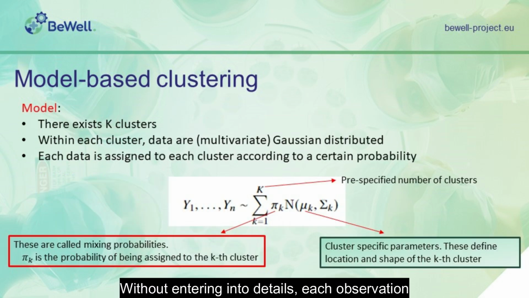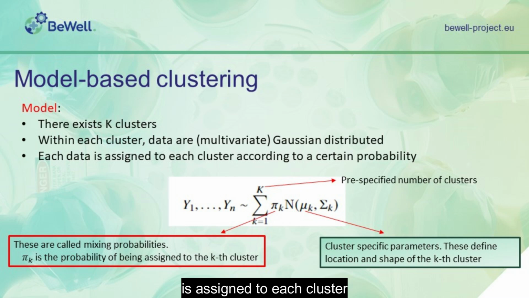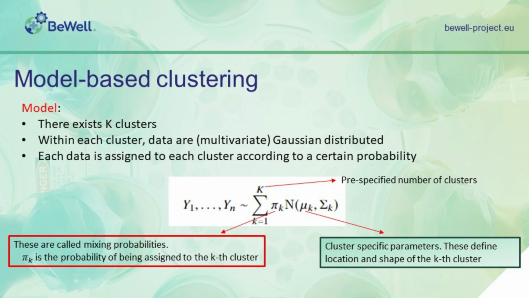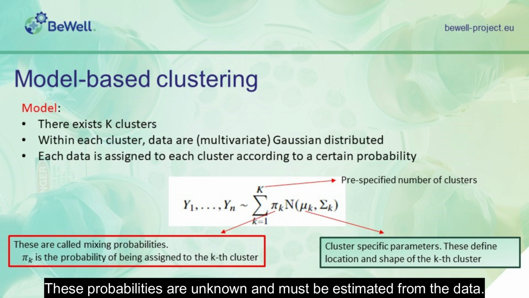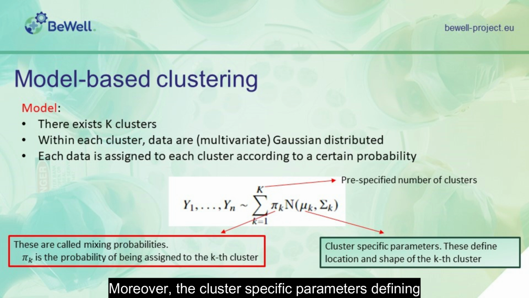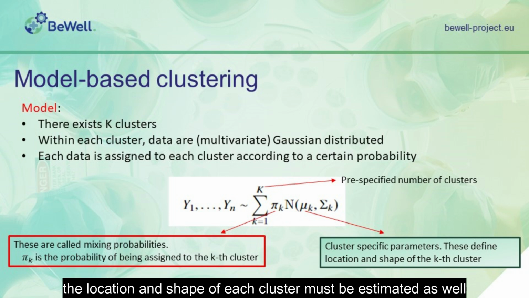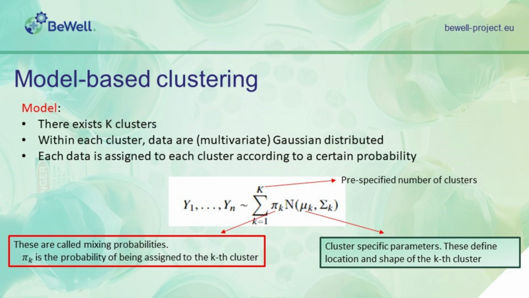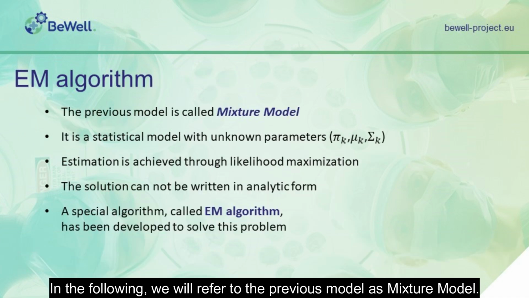Without entering into details, each observation is assigned to each cluster according to a certain mix of probabilities, indicated by pi k. These probabilities are unknown and must be estimated from the data. Moreover, the cluster-specific parameters defining the location and shape of each cluster must be estimated as well. A Gaussian distribution is assumed for each cluster. In the following, we will refer to the previous model as mixture model.